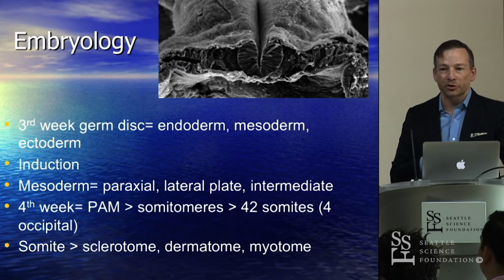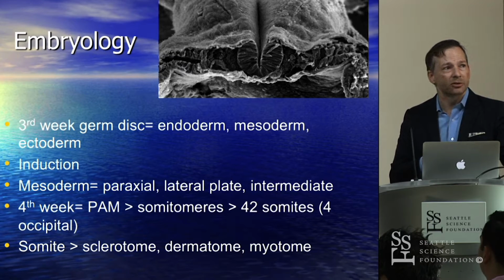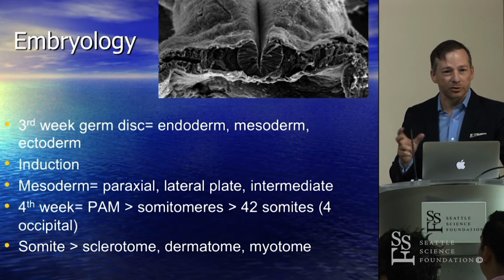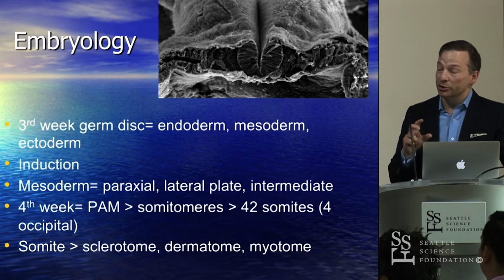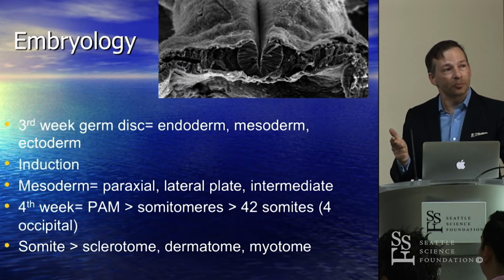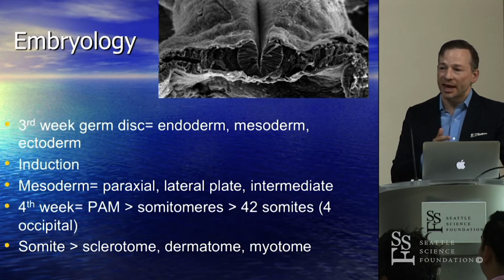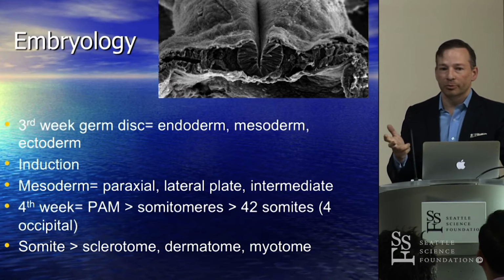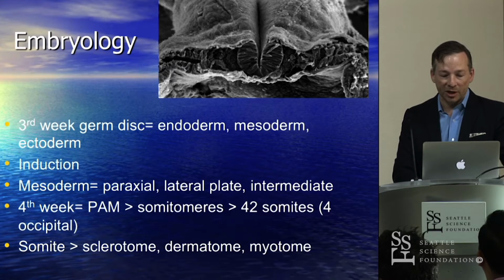Around the end of the first month, we'll see that paraxial mesoderm starts to form these small little clusters of cells that aren't very defined. These are some metameres. And then that eventually becomes your somites, right? We have 42 somites, or blocks of mesoderm, 4 occipital. And then the essence take-home from this slide is that each of those somites will then differentiate into sclerotome, right, which is bone and ligament, dermatome, skin, and myotome, which is the muscles.